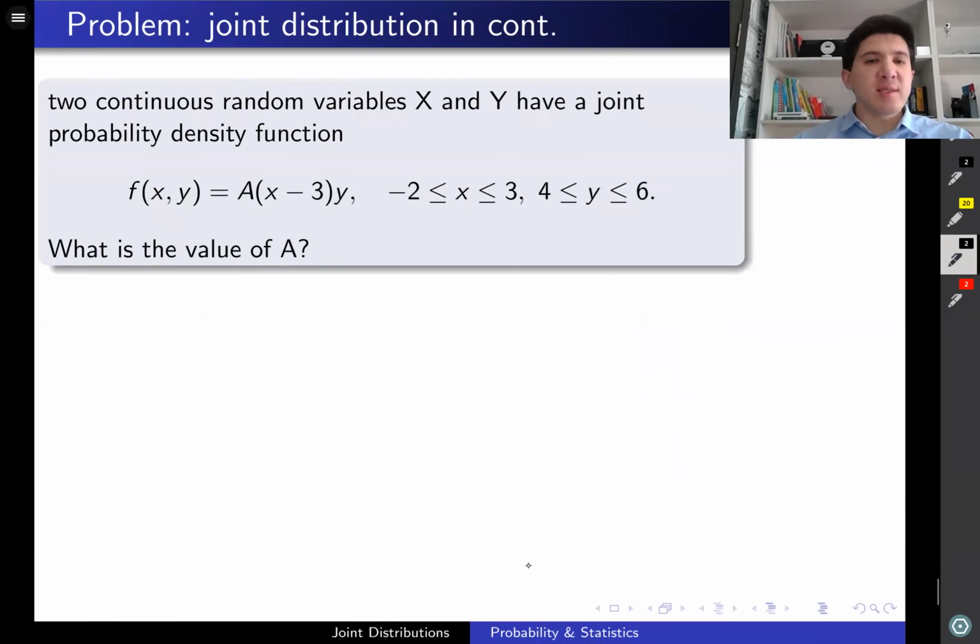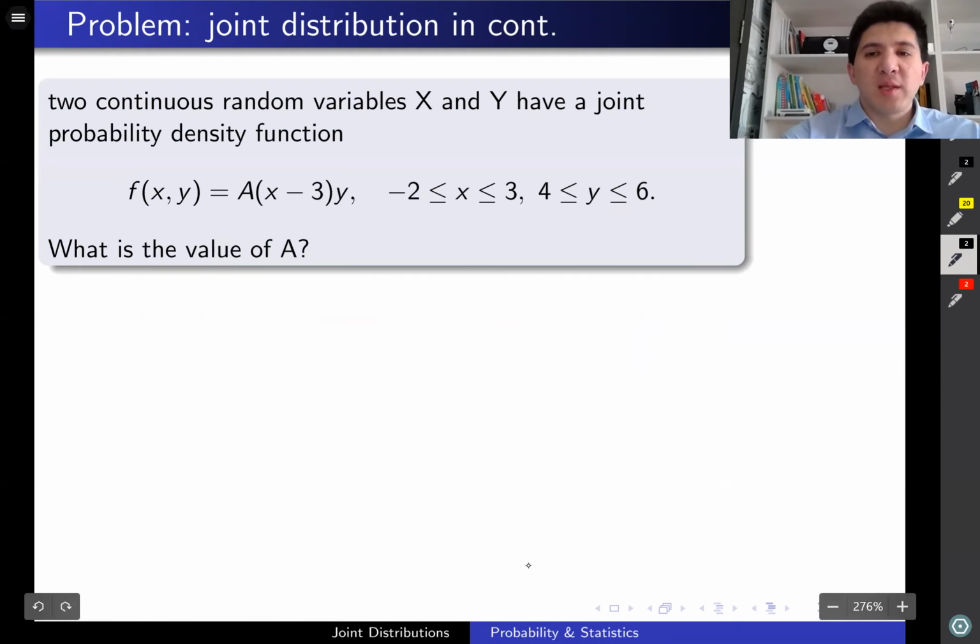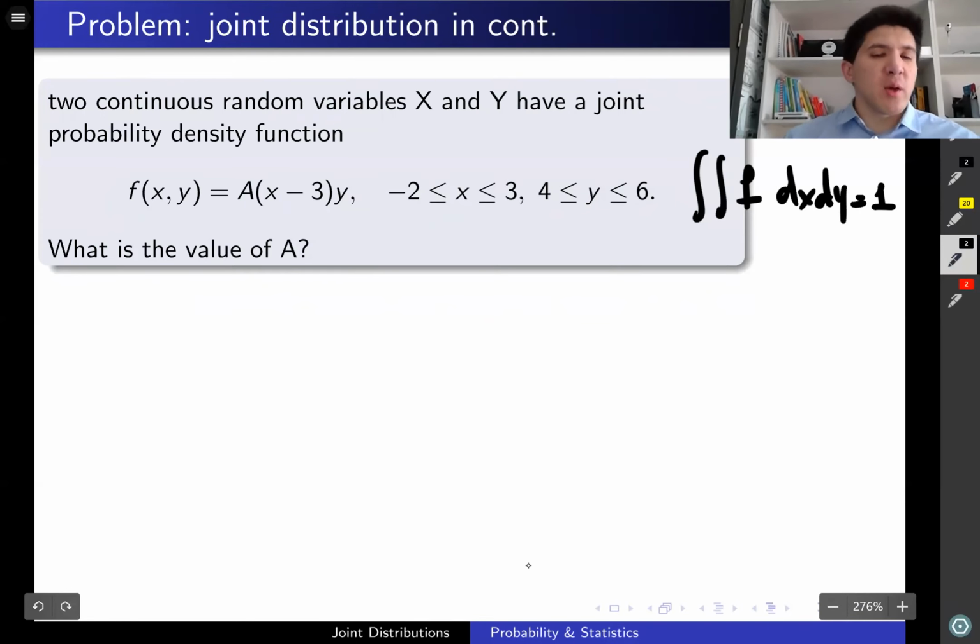And our last two examples are going to be about the continuous case, the joint distributions in a continuous case. So we've got the function. We need to first of all find the value of a so that it's going to be a proper density function. We know that it is a proper density function whenever its double integration with respect to x and y is equal to 1. So we just need to choose the value of a in a way so that the double integration is going to give us 1.